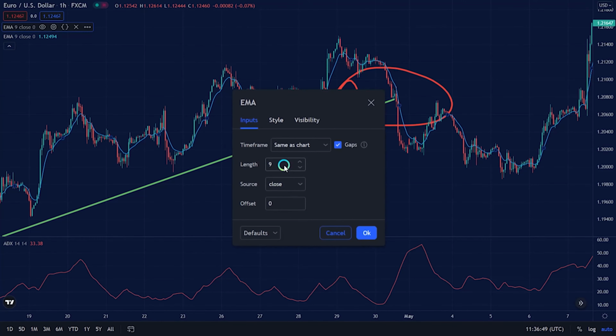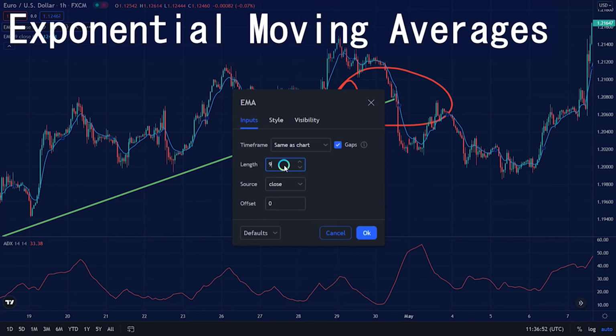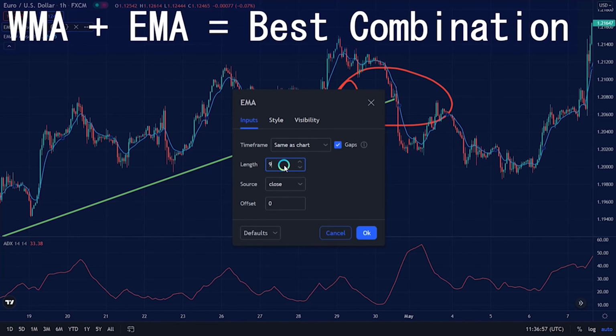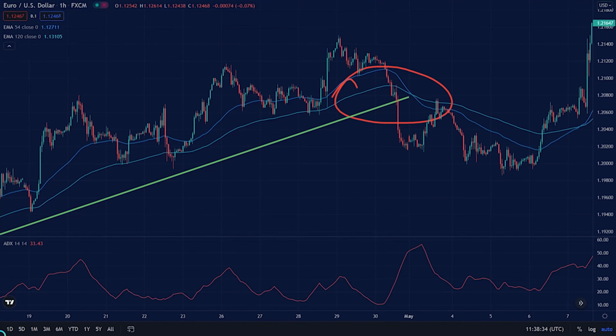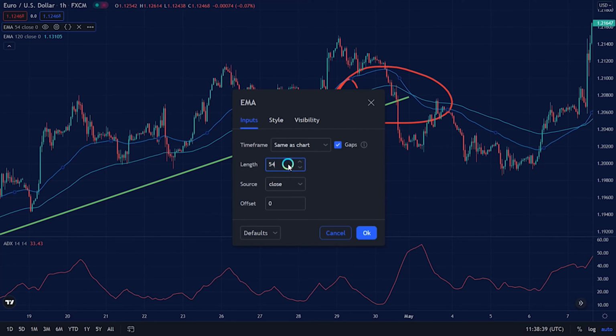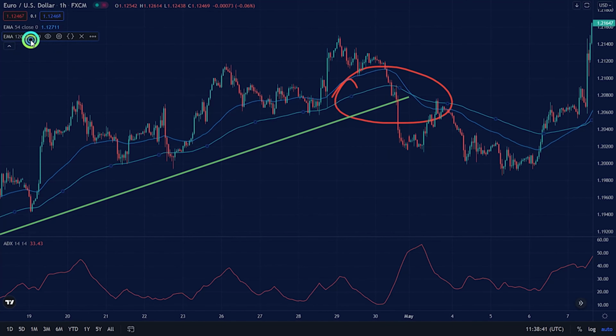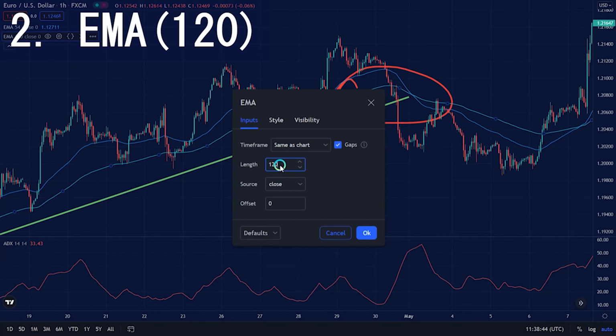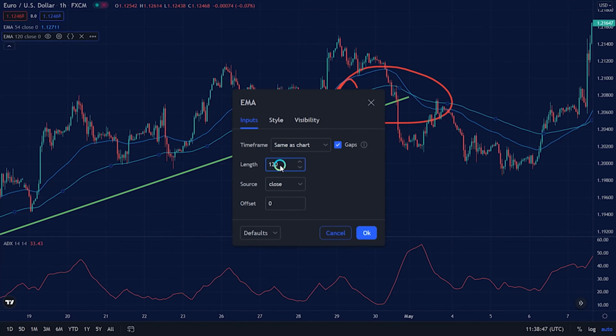It is really important to use exponential moving averages for the exit strategy, because I tested the strategy this way and it is the best combination with the weighted moving averages. We will need a 54 period EMA, and we will need a 120 period EMA. It is really important to use the exact numbers, because I tested the strategy this way, and this way the strategy is actually working, so it is just crucial.